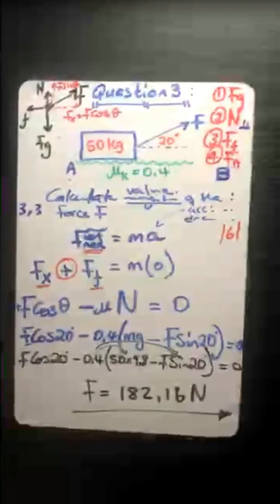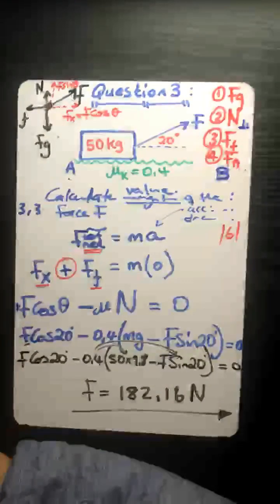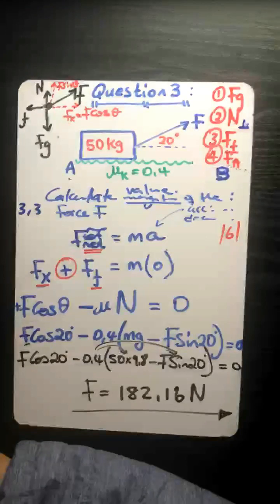So can I ask, which one is F sin 20? Because I can see that the first applied force is F cos 20. Then the normal force is mg. Then which one is F sin 20?